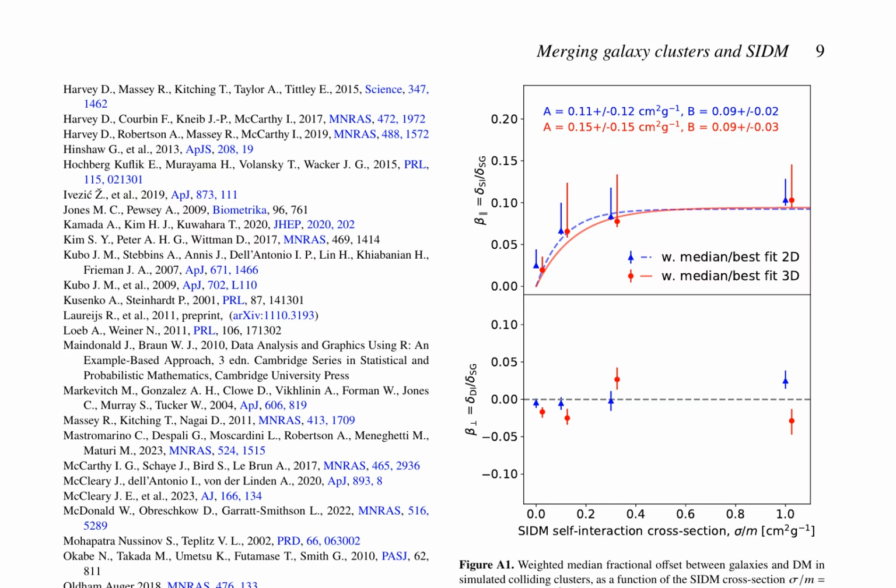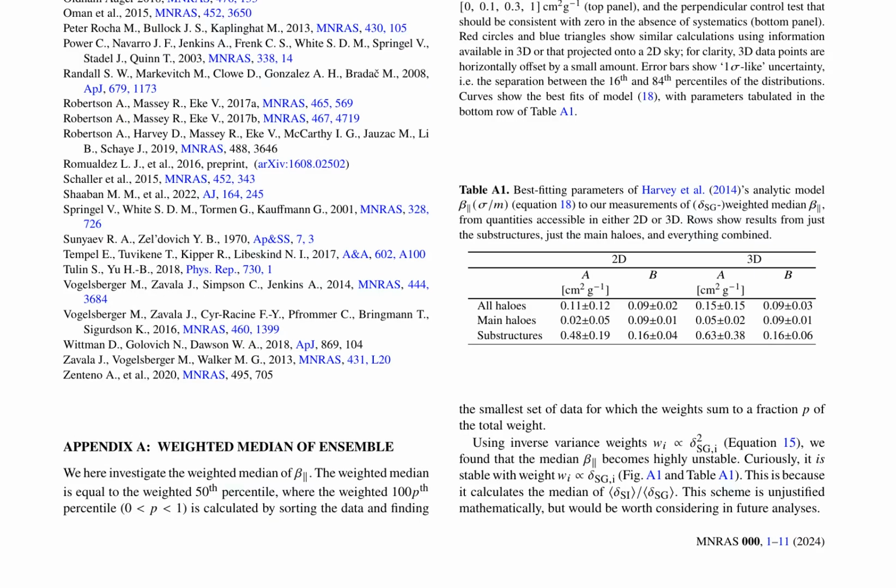Table A1 presents the best fitting parameters of the Harvey et al. 2014 analytic model to the measurements of the weighted median. Figures B1 and B2 display the distance between stellar matter and dark matter in simulations of colliding galaxy clusters, parallel and perpendicular to the direction of motion, respectively. The authors find that the weighted median becomes highly unstable when using inverse variance weights but is stable when using weights proportional to the square root of the variance, a scheme that is mathematically unjustified but may be worth considering in future analyses.